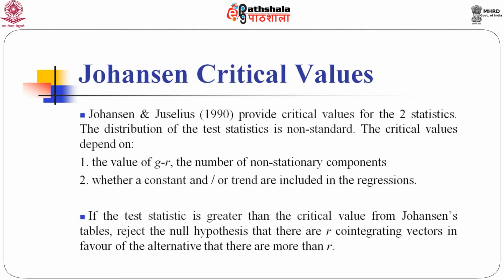So, Johansen and Juselius provided the critical values of the two statistics, and the distribution of the test statistics is non-standard. Now, the critical values depend on the value of g minus r, the number of non-stationary components, where a constant and or trend are included in the regression. So, if the statistic is greater than the critical value from the Johansen table, reject the null hypothesis that there are r co-integrating vectors in favor of the alternative that there are more than r co-integrating vectors.